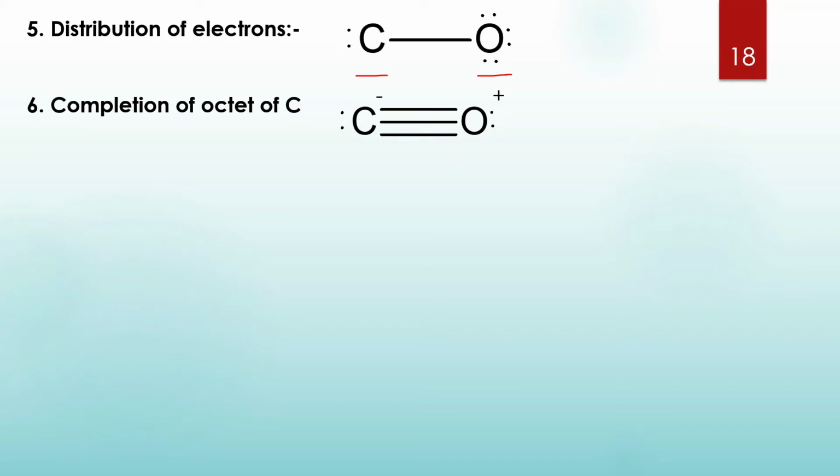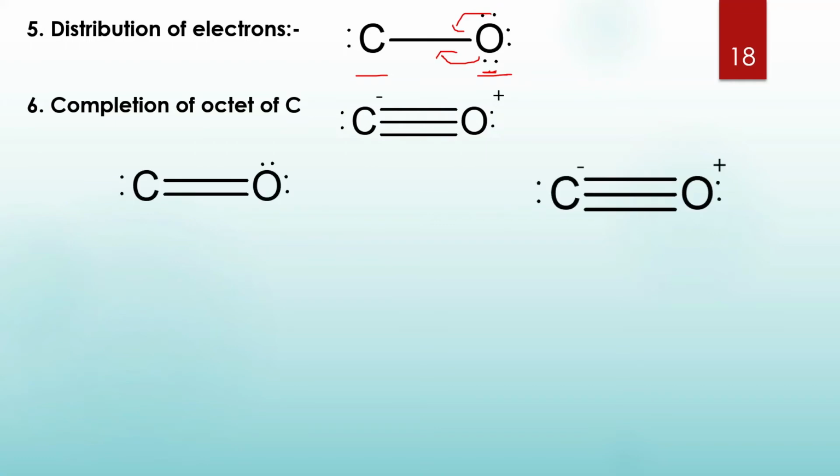Now let's complete the octet of carbon. Here oxygen has already completed the octet, but let's complete the octet for carbon. And now the carbon atom has also completed the octet. Now another structure that we can come up with is this, where instead of giving away 2 lone pairs to the bond, oxygen gives one lone pair to form a bond. Now here carbon hasn't completed the octet, but oxygen has.